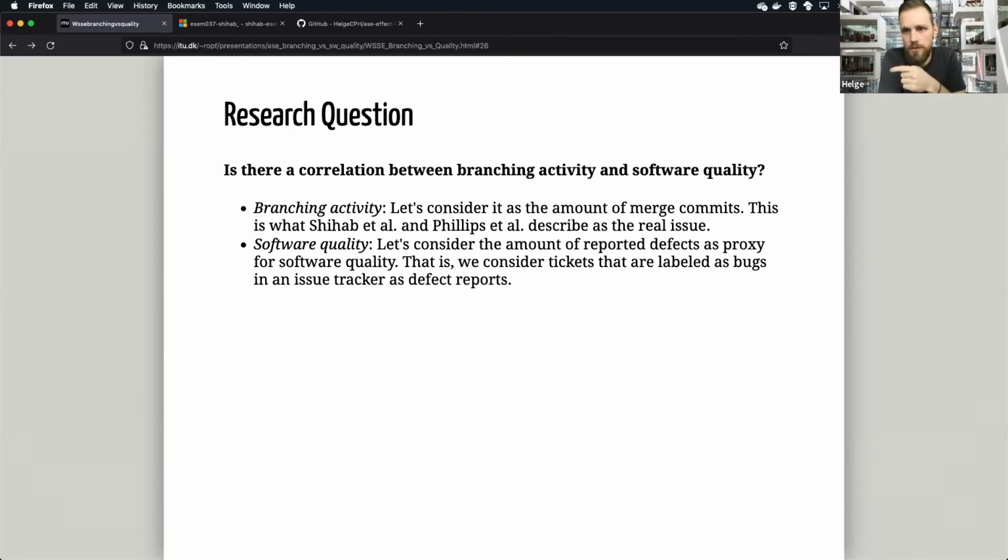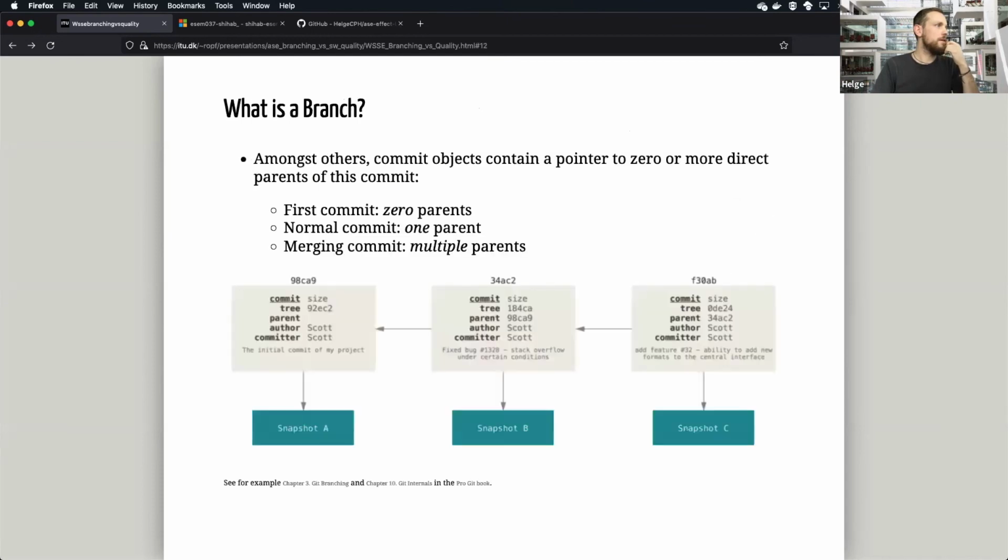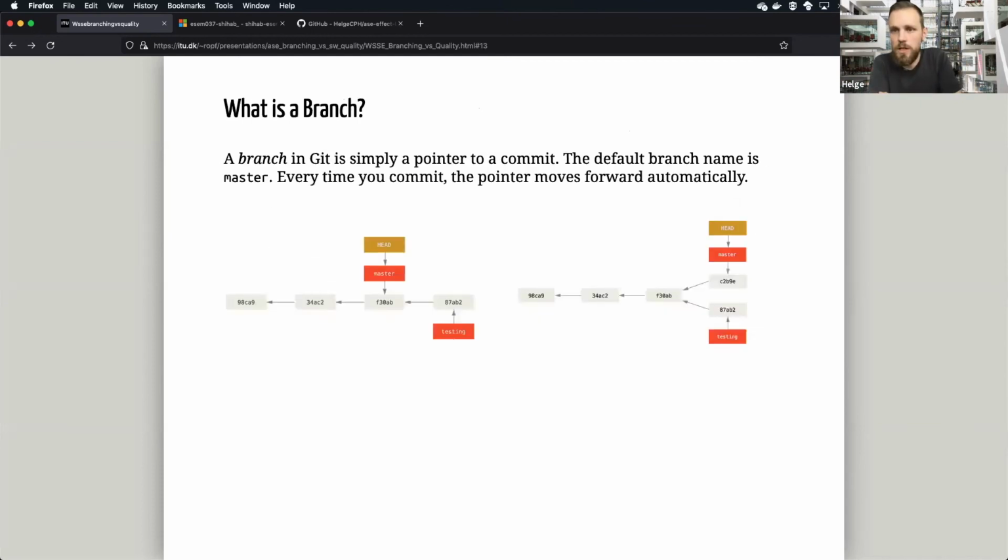And you can see if you read their paper, this is actually what they are doing. They don't measure how often there is branched, they measure how often there is merged. And I would like us to do the same, and the main reason is actually that for the Git version control system that organizes branches like that, we don't really know when there is branched really.